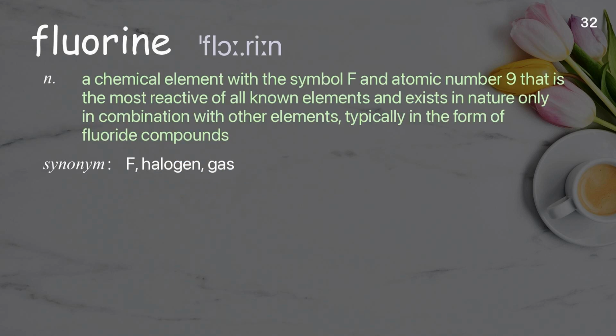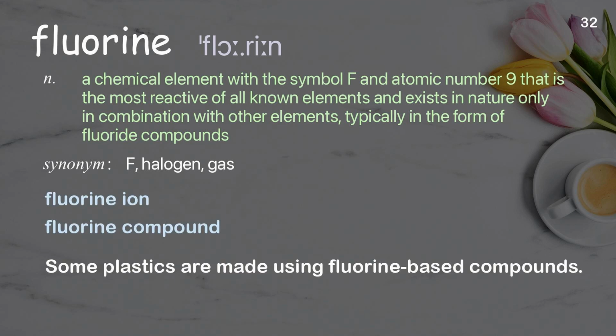Fluorine. A chemical element with the symbol F and atomic number 9 that is the most reactive of all known elements and exists in nature only in combination with other elements, typically in the form of fluoride compounds. Examples: fluorine ion, fluorine compound. Some plastics are made using fluorine-based compounds.